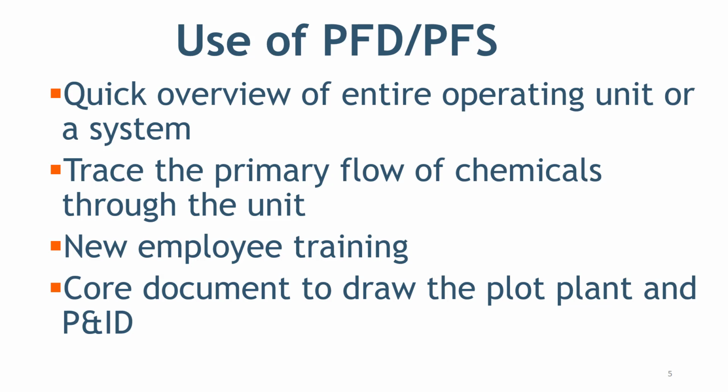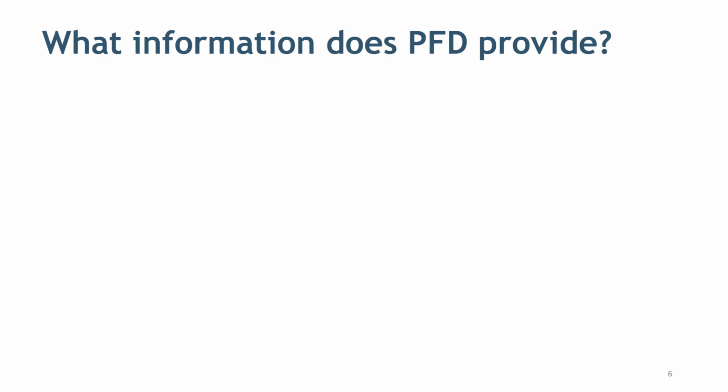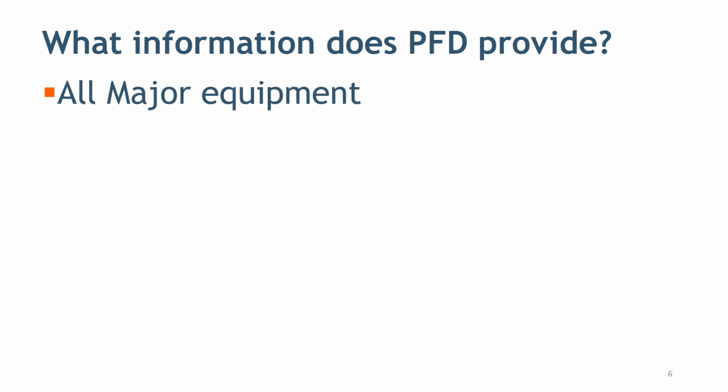What information does PFD provide? A typical PFD will include all major equipment. Each equipment shown on PFD has a unique equipment number and a descriptive name. It also shows main dimensions, capacity and operating information of the equipment.